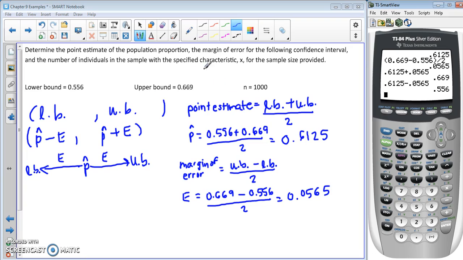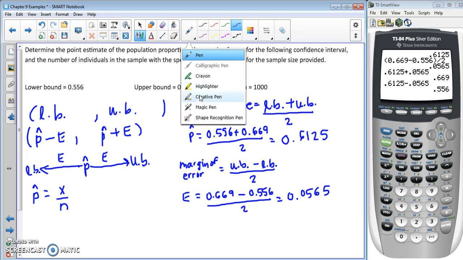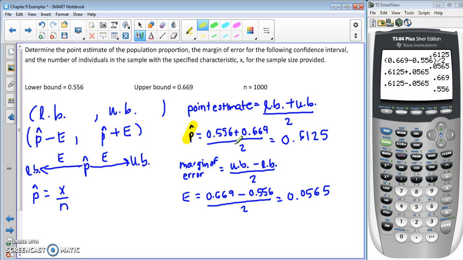The last thing we want to do is find the number of individuals in the sample with the specified characteristic X. The formula for a point estimate is P hat is equal to X over N. So let's plug in what we have here. We know P hat is 0.6125, so we can plug that in there. And we know that n is 1,000, and we're looking for x, so we can plug that in and solve for x.